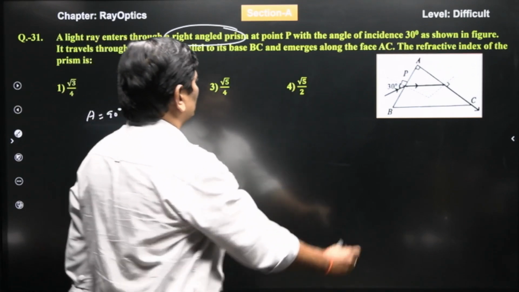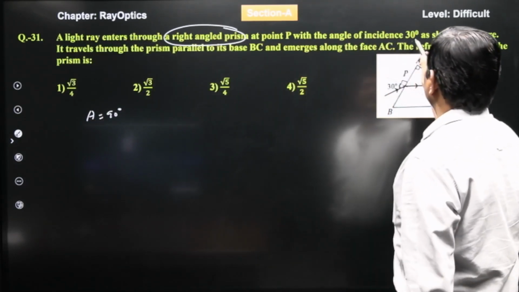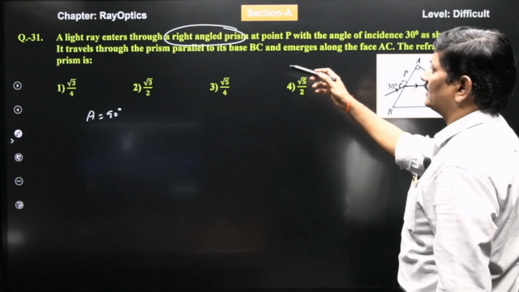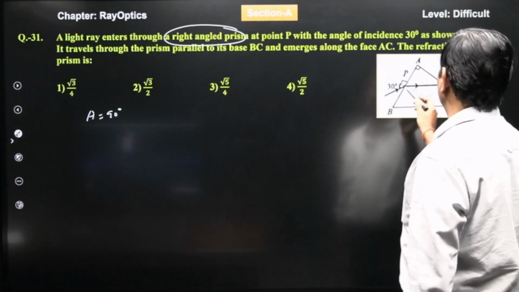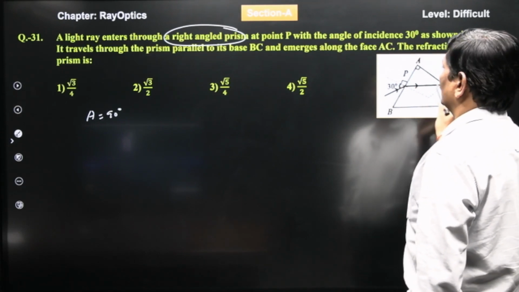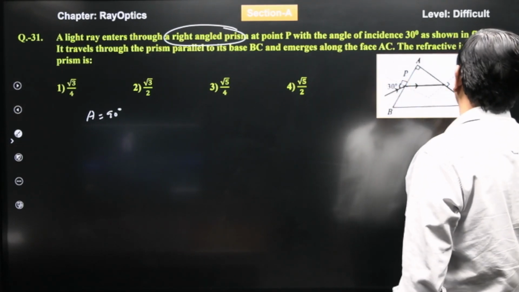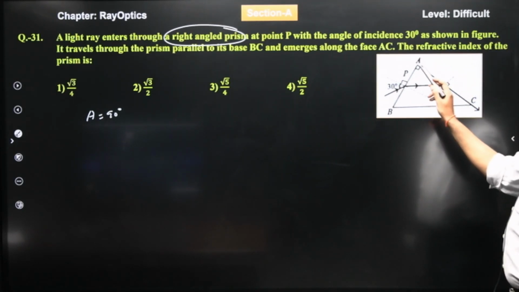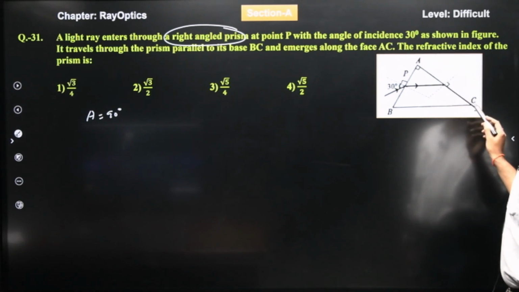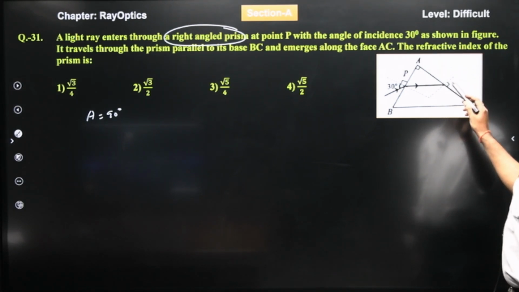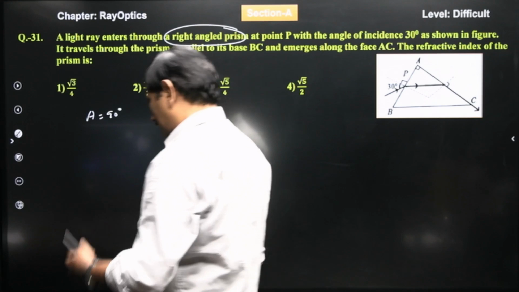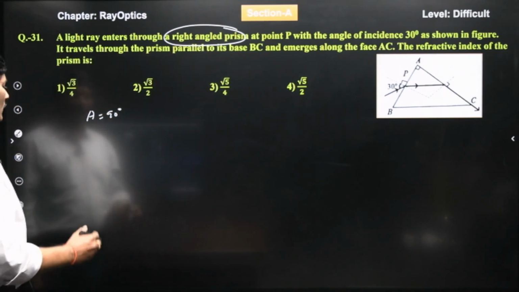At a point P, see the figure, angle of incidence is 30, that is I1, first angle of incidence. As shown in the figure, it travels through the prism parallel to base and emerges along the face AB, grazing the surface. Incident on the first surface at an angle 30 degrees, and from the second refracting surface, it is grazing the surface, so that angle of emergence is 90 degrees, right. You are asked to find the refractive index of the material of the prism, right.